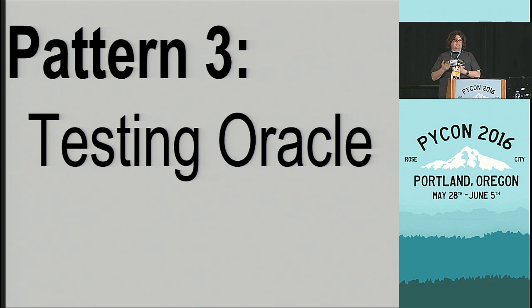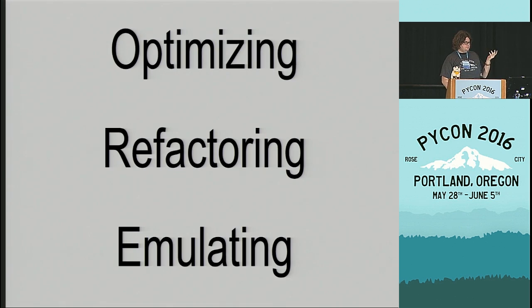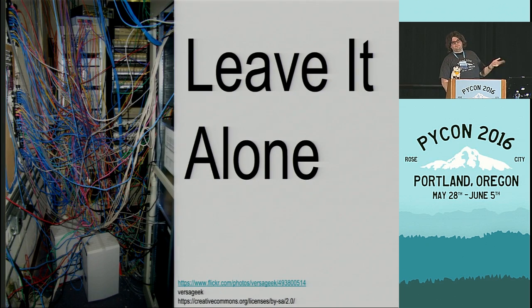Pattern 3, testing Oracle. Earlier when my brain broke, I was talking about this example. So the idea behind a testing Oracle is you have a system that you know to be correct, and you have a system you don't know to be correct, and you use the known system to test the unknown system. I like to call it the leave it alone pattern. You have an ugly system, leave it alone, use it for your test.